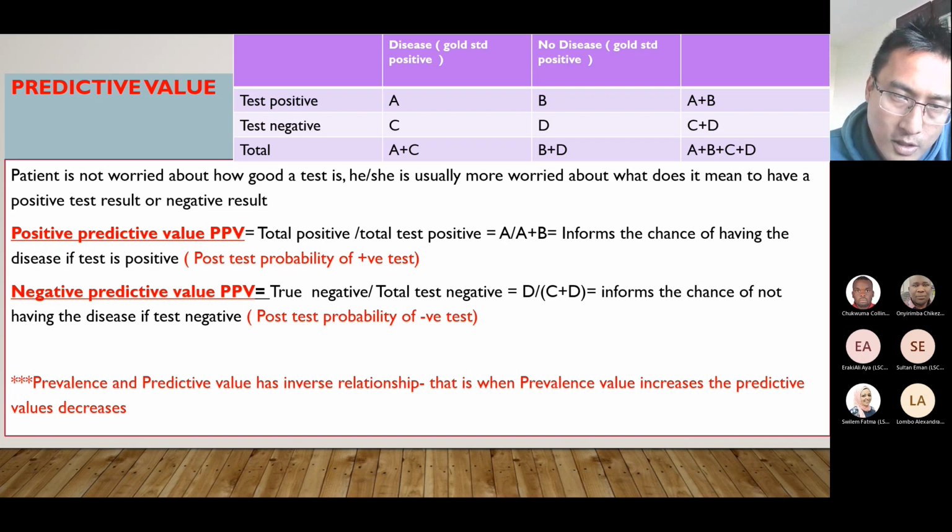Okay, for positive predictivity we take a divided by a plus b. For negative we take d, which is the true negative, divided by c plus d.